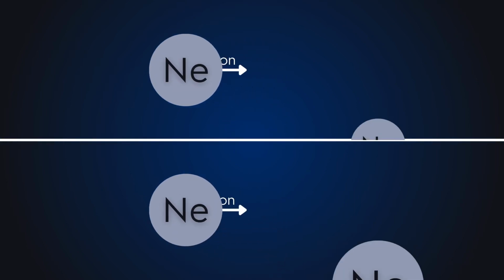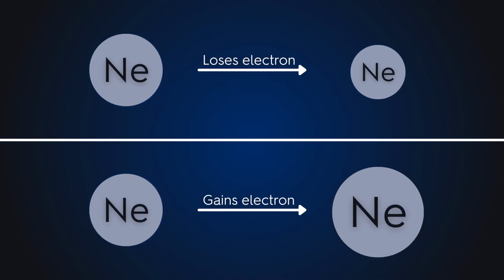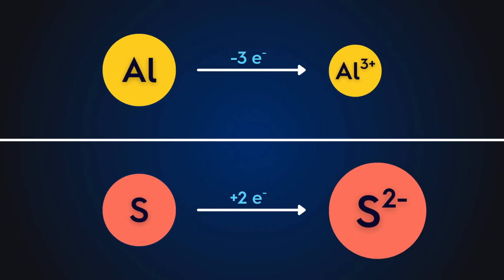When an atom gains or loses electrons, does it always get bigger or smaller? The answer might surprise you. Some ions end up much smaller than their atoms, while others become much larger. So what actually controls the size of an ion?